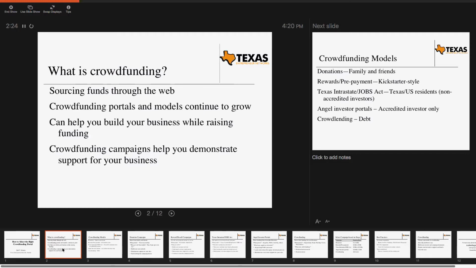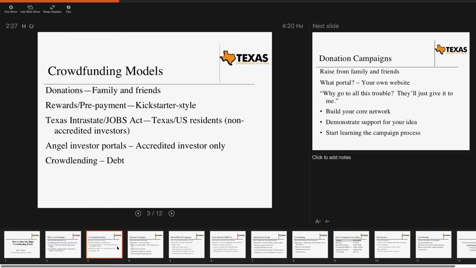Let's look at some of the different models that are out there. The first is donations. This is basically raising money from family and friends. The second is rewards repayment. These are the Kickstarter, Indiegogo style campaigns that are out there. The third thing we'll look at in a moment is the new Texas Interstate or Jobs Act portals that let you raise money from non-accredited investors. And then there's the traditional angel investor portals where you must raise money from accredited investors. And of course, there's also the ability to do crowd lending or raise debt funding from investors as well.